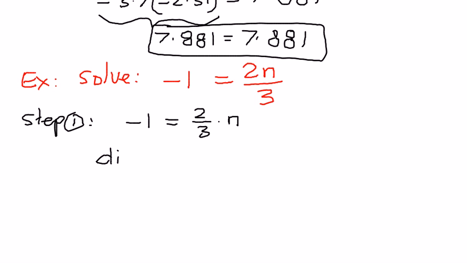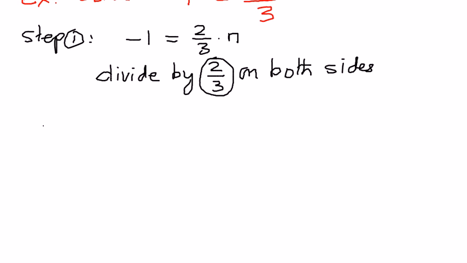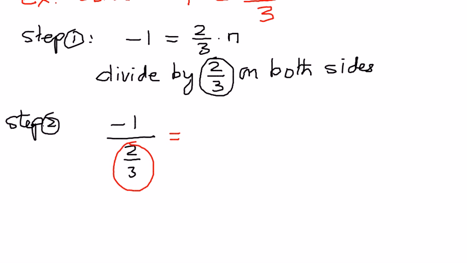So we're going to now say divide by 2 over 3 on both sides. And when we do that, this is what is going to happen. Negative 1, we'll call this step 2. So negative 1 divided by 2 over 3, that is what we are dividing by, is equal to 2 over 3 divided by 2 over 3, that is what we are dividing both sides by, and then we have n.